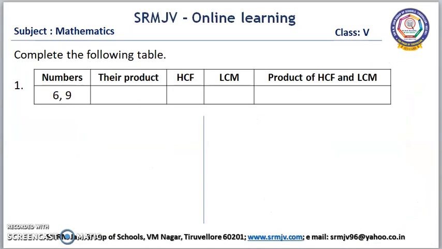First question, complete the following table. Here we have to complete the table. Two numbers are given. We have to find their product, HCF, LCM and product of HCF and LCM. First we are going to find the product of the given two numbers 6 and 9.